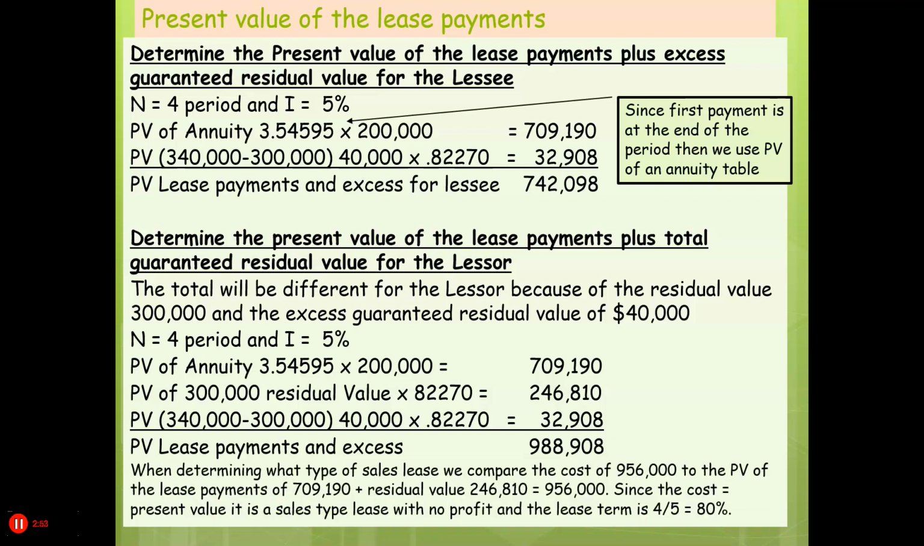When determining what type of sales lease, we compare the cost of $956 to the present value of the lease payments, which is $709 plus the residual value of $246,810, which gives us $956. So the cost equals the present value, so this is a sales type lease with no profit.